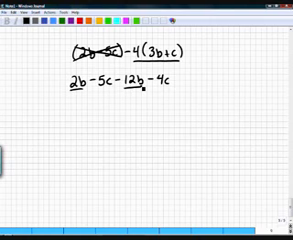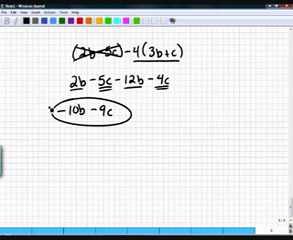Combine like terms. Randy, 2b minus 12b. Positive or negative? Why? You said negative, which is correct. Why? Because there are more negatives. Positives, negatives, which do I have more of? There are more negatives. How many more? 10b. Negative 5c, negative 4c. Negative 9c. Good job, Tommy. Perfect.